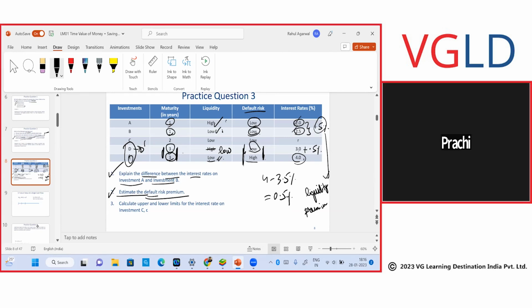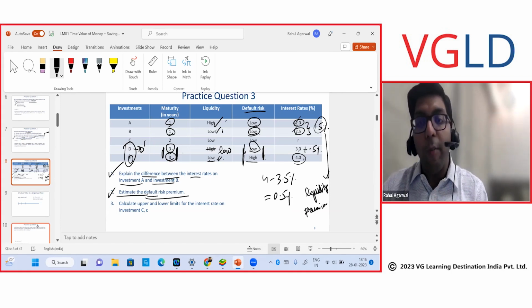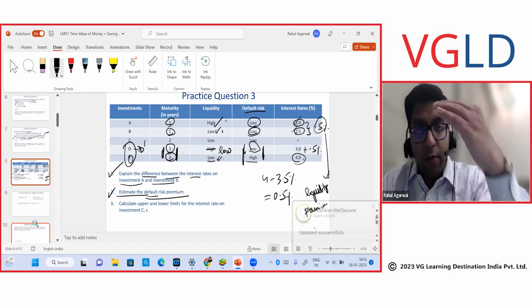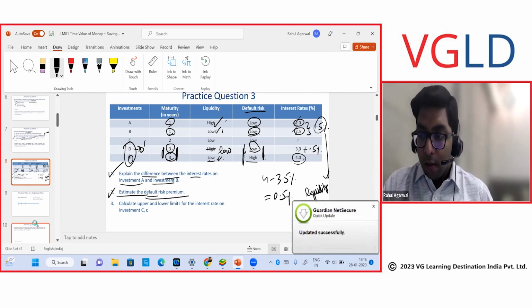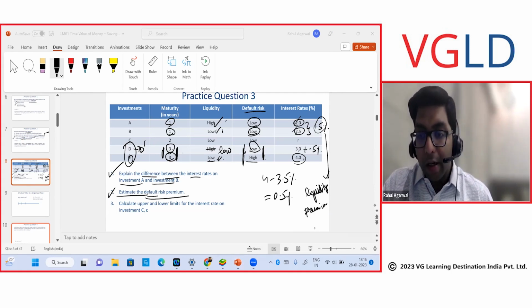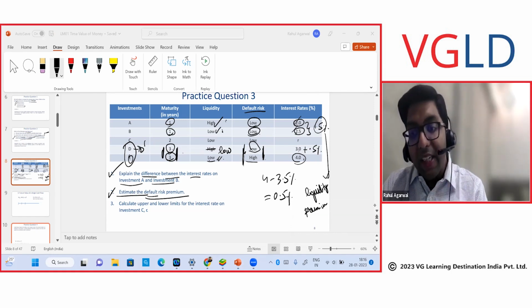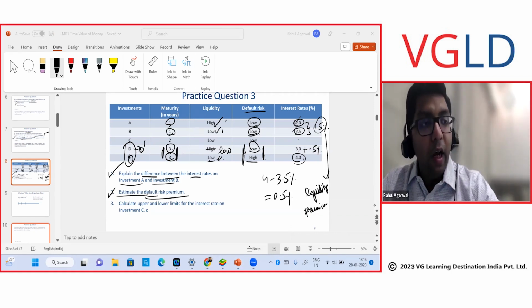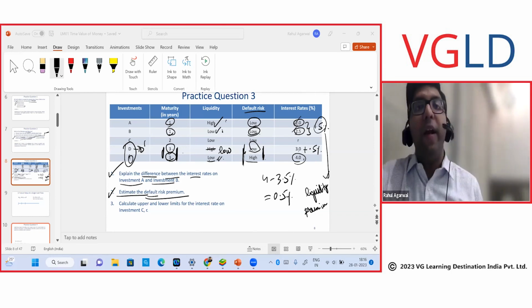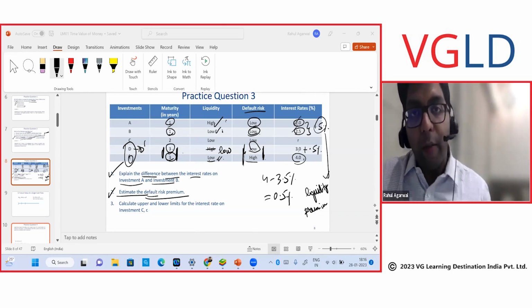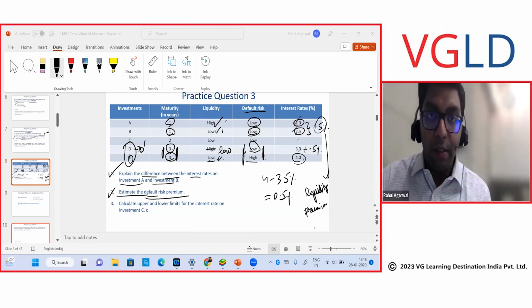You could have used any different combination. I used this combination because it was the fastest, or this is what I observed. Am I clear? Okay, Kirat? It's not like you have to use this combination only. It is just a very easy way to do it. The first question only helped me in finding liquidity risk. So why should I waste my time trying different combinations?